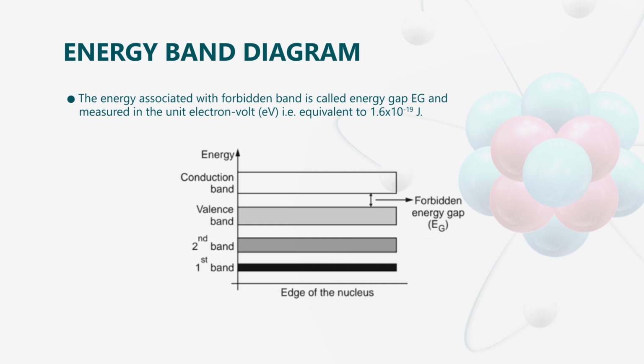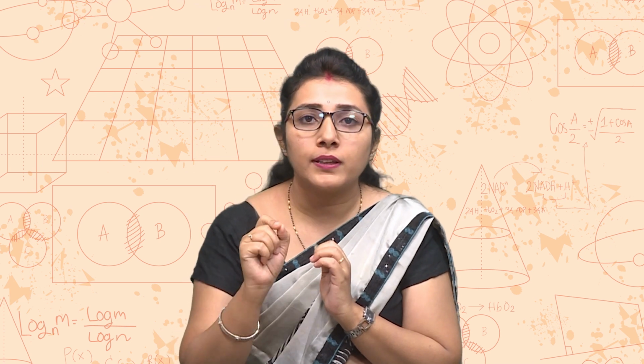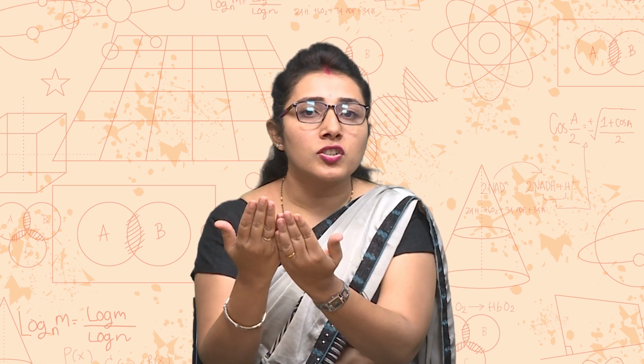This forms the outermost shell of the silicon atom, and we can see there is a gap between the conduction band and the valence band. This gap is called the forbidden energy gap, or sometimes just the energy gap. In this energy gap, no electron can exist. The electron can never exist in the forbidden gap. Either it will be in the valence band or in the conduction band.